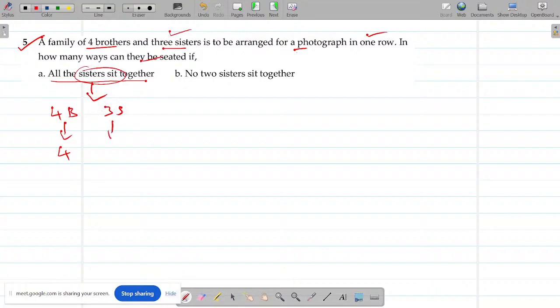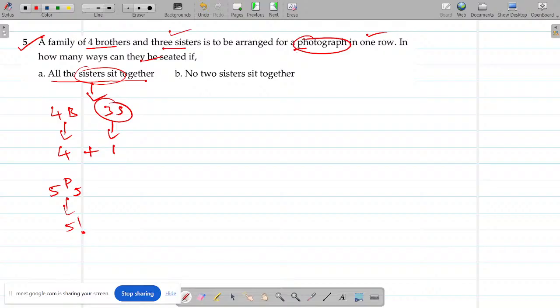So three sisters can be taken as one position. So how many positions do we need? Five positions. So 5P5, because it's a photograph arrangement. So this can be done in 5 factorial ways.